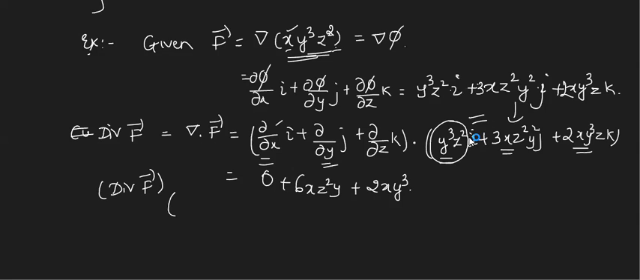Which is the given point? 1, minus 1, 1. So here you should replace x by 1, z by 1 and y by minus 1. If you do all that substitution, what is the answer? Minus 8. Yes, very good. So we could recall the gradient definition and divergence.